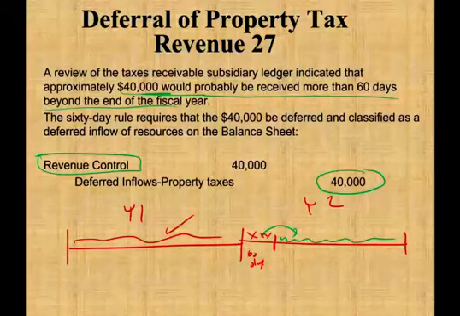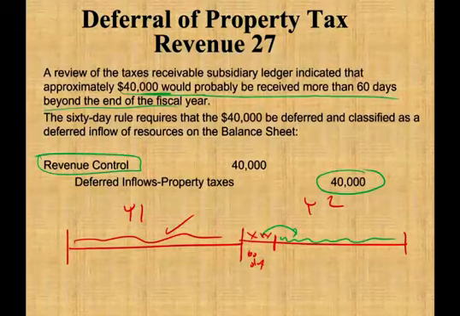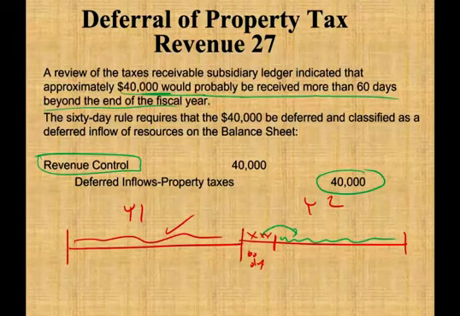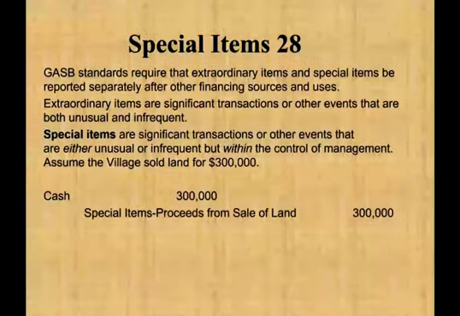So simply put, on your trial balance now, you should have a deferred inflow of property taxes of 40,000, which can be recognized as revenue in 2018, when we reverse this entry once 2018 started. But for now we have to take it out of 2017. So we reduce our revenue by 40,000, deferred it to 2018 because we cannot collect it within the first 60 days.